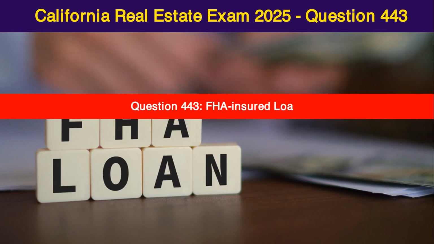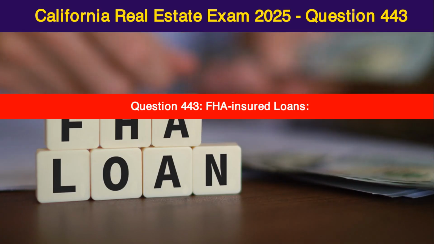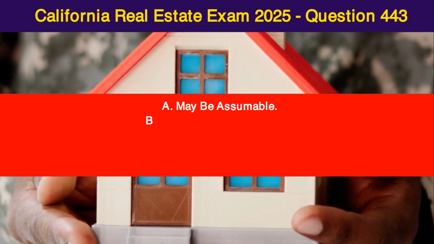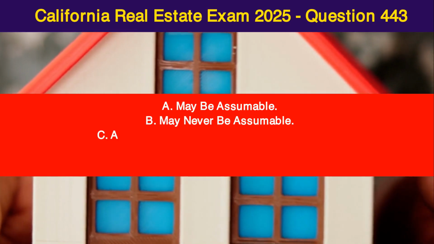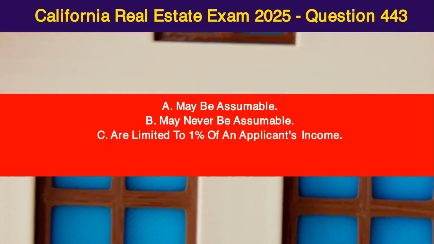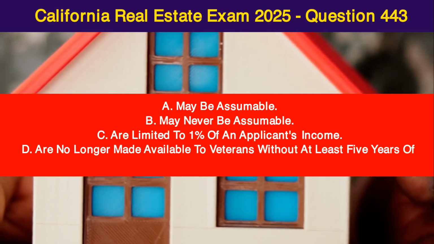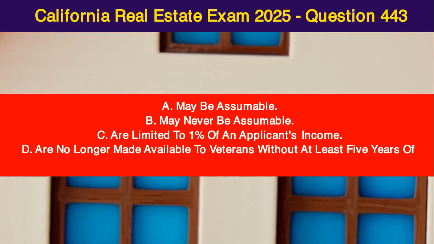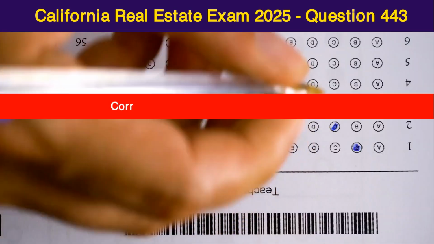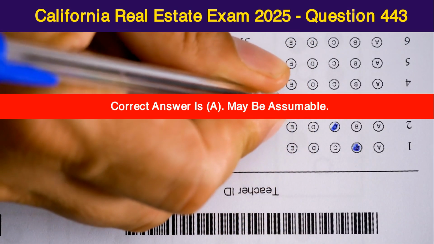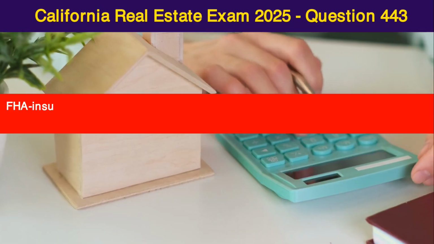Question 443. FHA insured loans. A: may be assumable, B: may never be assumable, C: are limited to 1% of an applicant's income, D: are no longer made available to veterans without at least 5 years of military service. Correct answer is A, may be assumable.